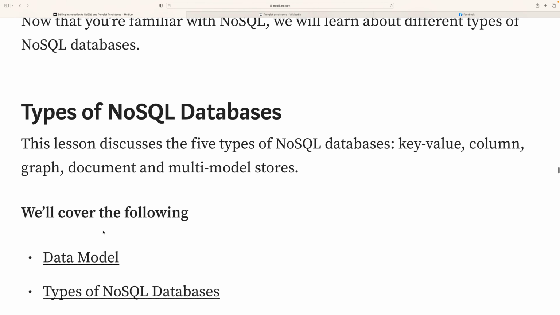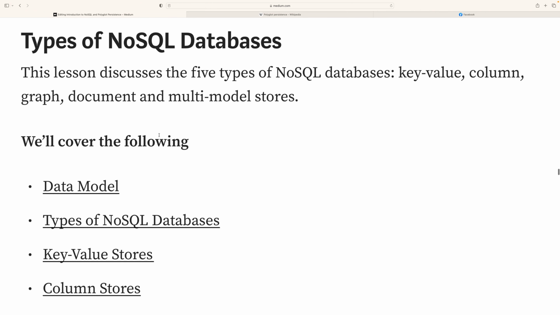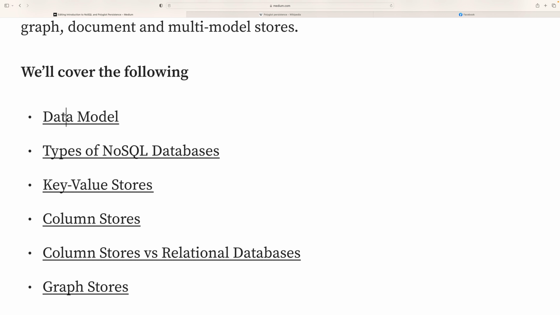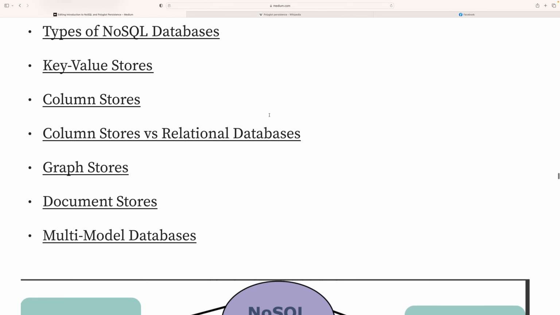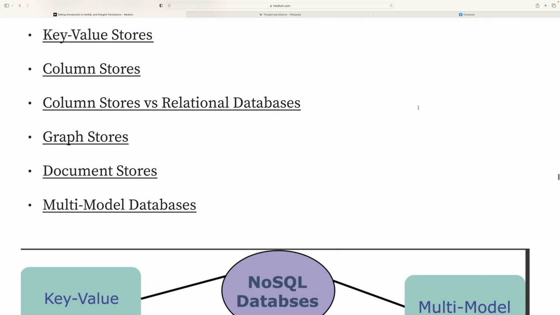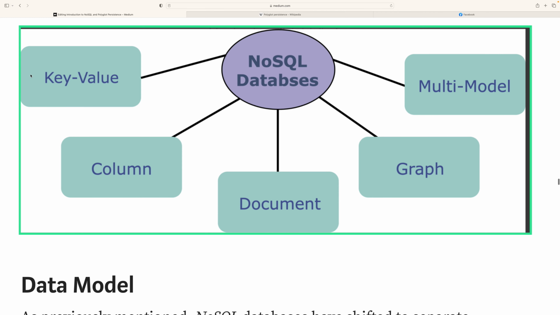So let's now talk about the types of NoSQL databases. We are going to talk about the database model, types of NoSQL: key-value, column-oriented, column versus relational databases, then graph storage, document storage, and multimodal. So NoSQL can be key-value, columnar database, document database, graph database, or multimodal.